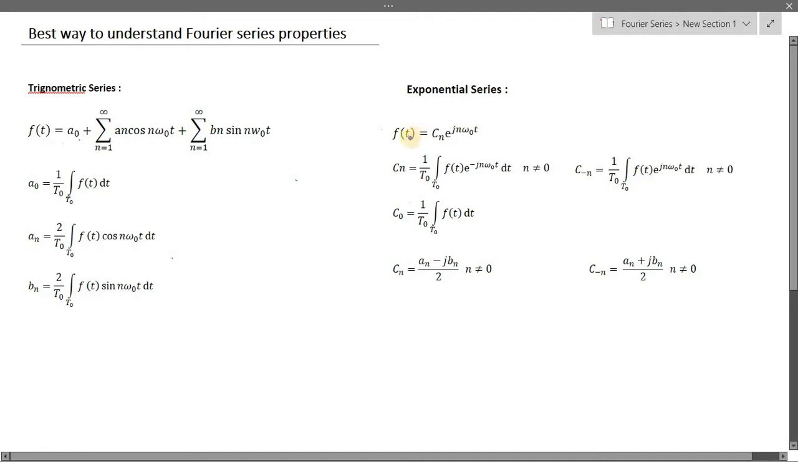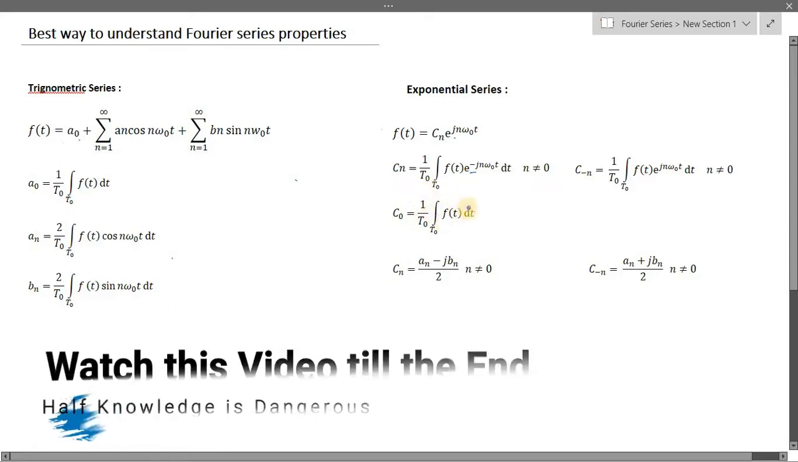So here you can see in exponential series you have f of t equal to summation c of n e raised to j n omega naught t, right? And the formula for c of n is 1 upon t naught, integration over one period t naught, f of t e raised to minus j n omega naught t. So note this: in f of t you have plus j n omega naught t, in cn you have e raised to minus j n omega naught t, and this is for n not equal to 0. For n equals 0 you have to use c of 0, which will be 1 upon t0 integration over one period t0 of f of t dt.